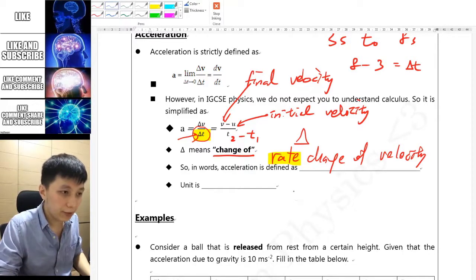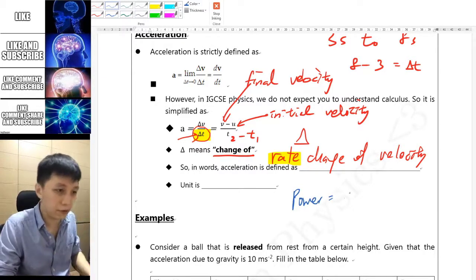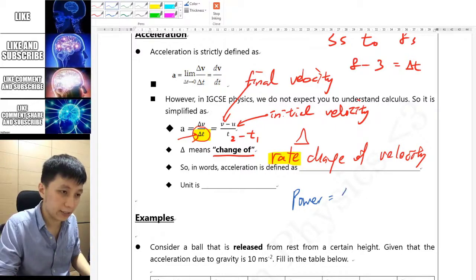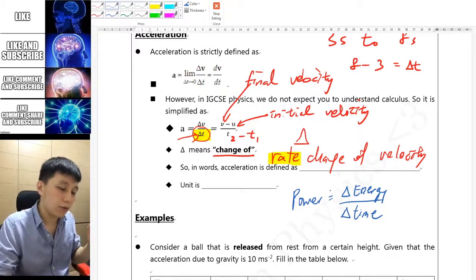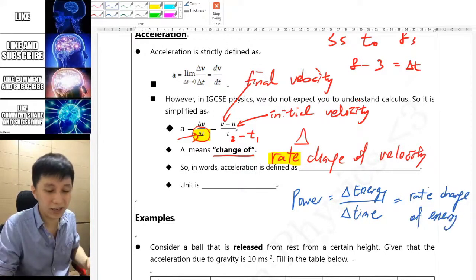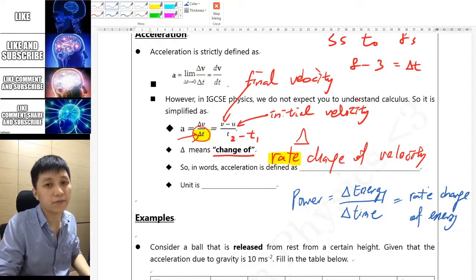For example, in physics later on, we'll learn something called power. You may have heard about it too. The power of a machine, you can refer to it as how much energy it takes over a certain period of time, right? And so if you try to rephrase it, you can say power is the rate of change of energy. Instead of saying "over the change of time", you can simply say rate of change of energy.